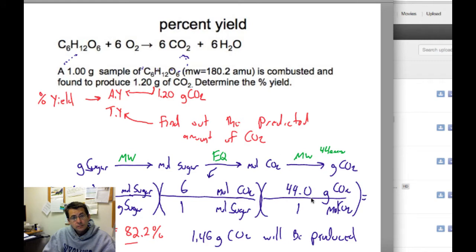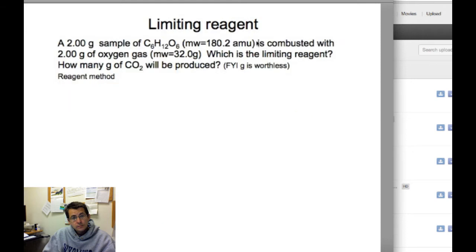So let's take a look at limiting reagents in a chemical problem. 2 grams of this sugar is combusted in 2 grams of oxygen, which is the limiting reagent? Now, you can't use mass to make the comparison. You can't even really use moles to compare, because the stoichiometry may not be 1-to-1.